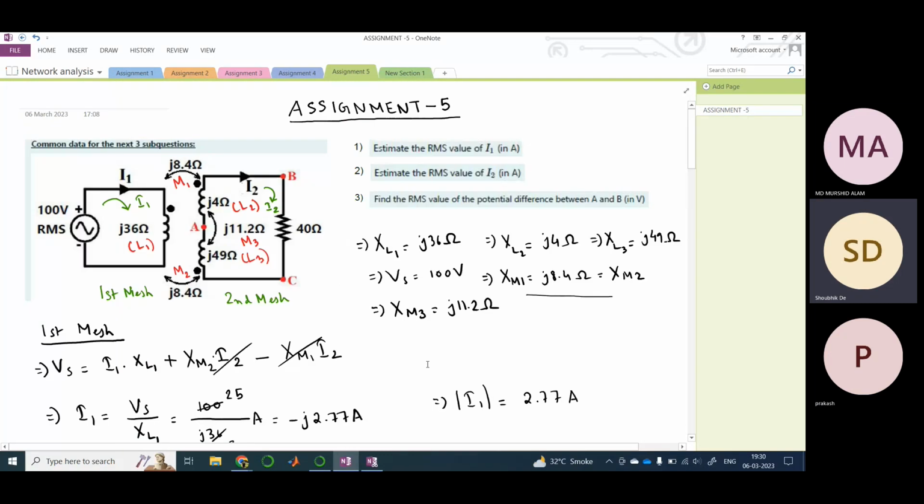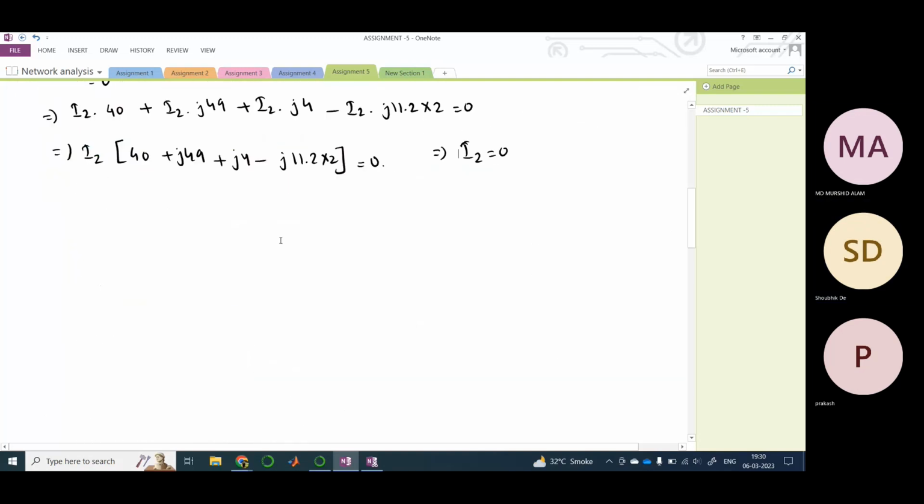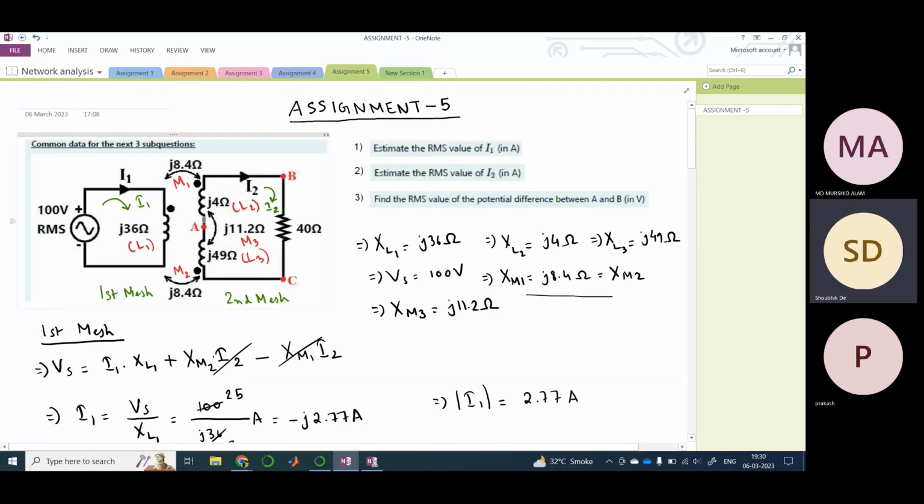Okay. So now, what is the other question? Find the potential difference VAB. So VAB means between this point and this point, right? Between this point and this point, we have this inductor J4 here, right?